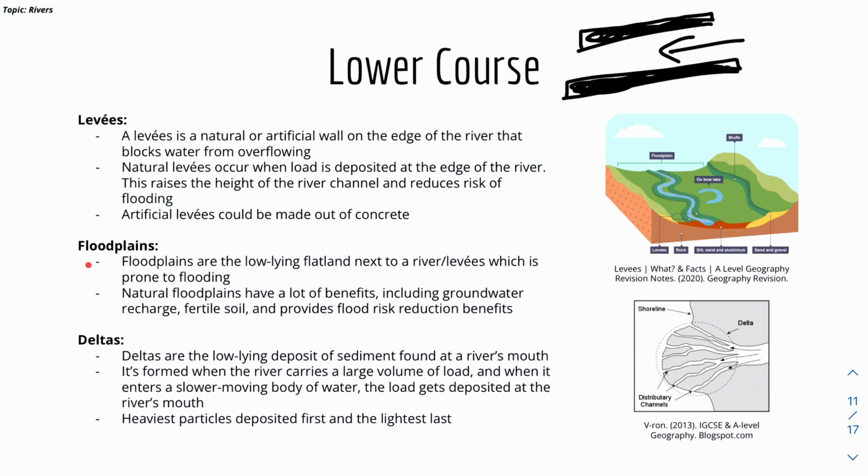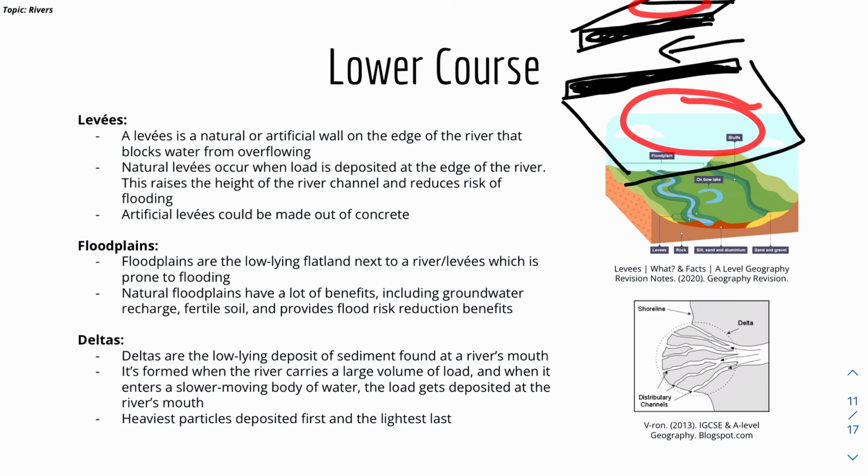Then we have floodplains, which are low-lying flatland next to a river or levee, which is prone to flooding. So we have this part of land right here, beside the river channel, and they are basically flat land, where it's good for farming and building structures or building houses.